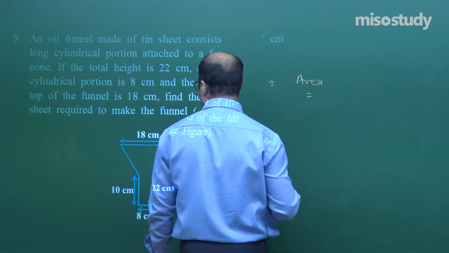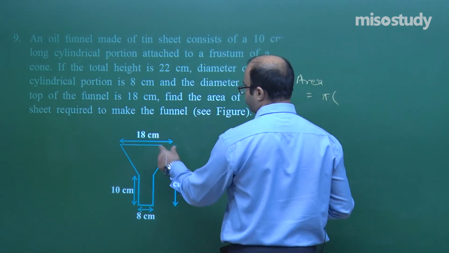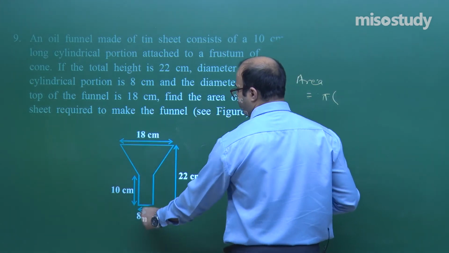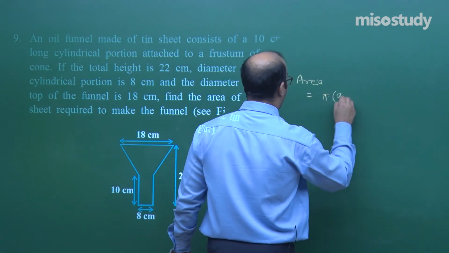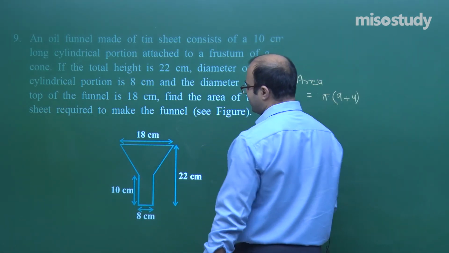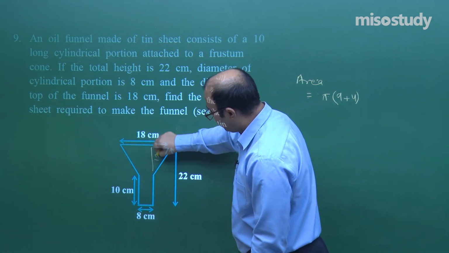So curved surface area of this frustum is going to be pi r1 plus r2. So this is radius 9 centimeter, half of 18. This is a radius 4 centimeter, half of 8. So 9 plus 4 into L, that is the slant height. Can we get the slant height? This is 22, this is 10. So this height is 12. Okay.